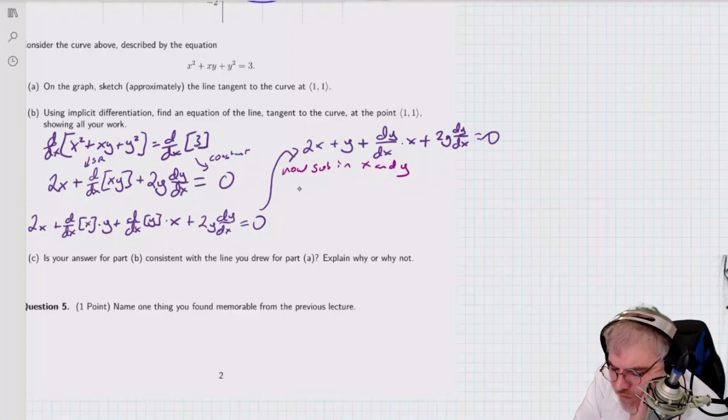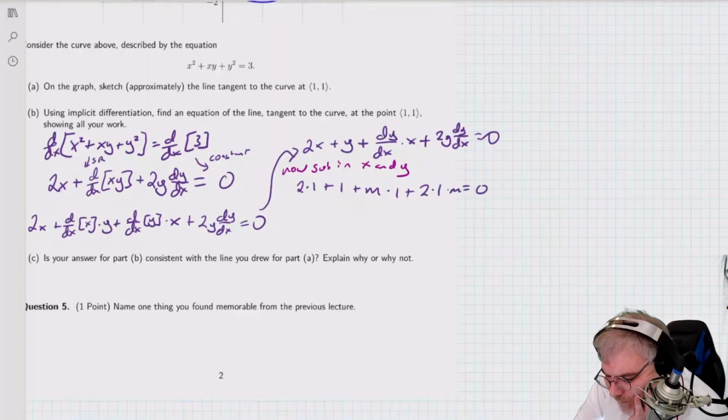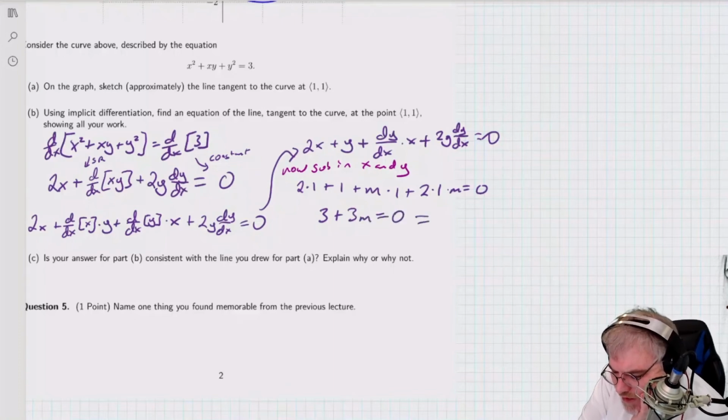Okay, so what I'm going to get is 2 times 1 plus dy over dx, which is the slope, times 1 plus 2 times 1 times m equals 0. Okay, so that's going to be 3 plus 3m equals 0, which implies that m equals negative 1.